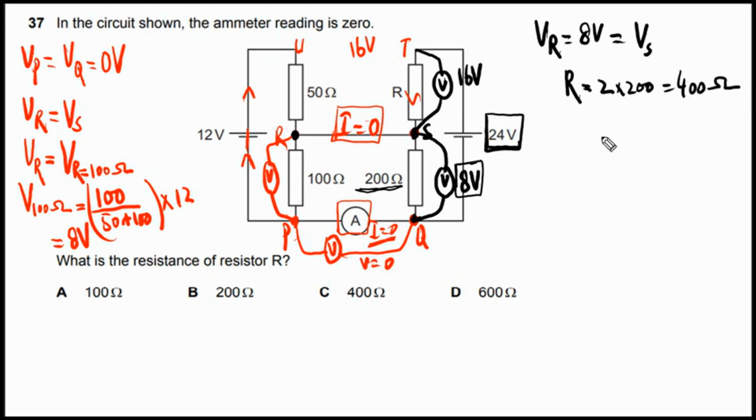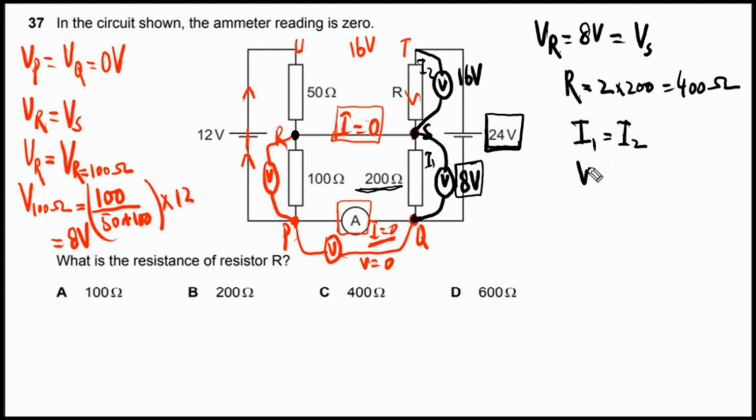Or we can also simply find out in a different way. As you can see, current passing through the 200 ohm resistor, let's say this is I1, and let's say current passing through this one is I2. But in this case, I1 is equal to I2.